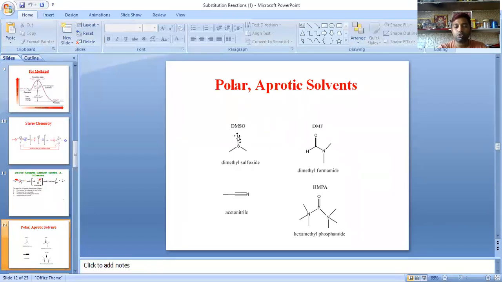These are some generally used solvents for SN2 reactions: dimethyl sulfoxide, dimethyl formamide, acetonitrile, hexamethyl phosphoramide. This is for our general awareness; it is not asked in examination. These are polar aprotic solvents. They are polar, but they are aprotic.